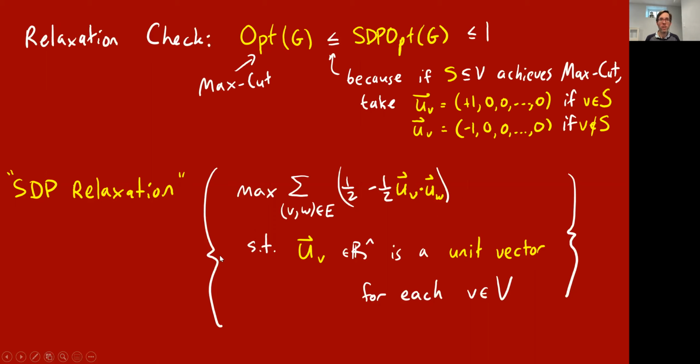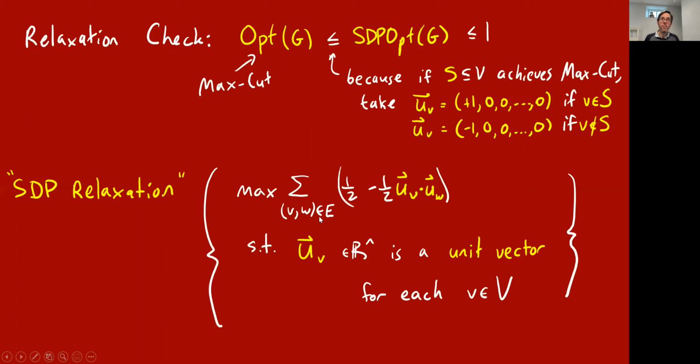Now, what solution can we get for this SDP? Well, I'll just take all the vertices that are in S and assign them the fundamentally one-dimensional vector that's +1 in the first coordinate and 0s elsewhere. And all the vertices that are not in S, I'll assign them the unit vector, just -1. Okay, so these are definitely unit vectors. They're all lying in a line. And so they're feasible solutions since they're unit vectors.